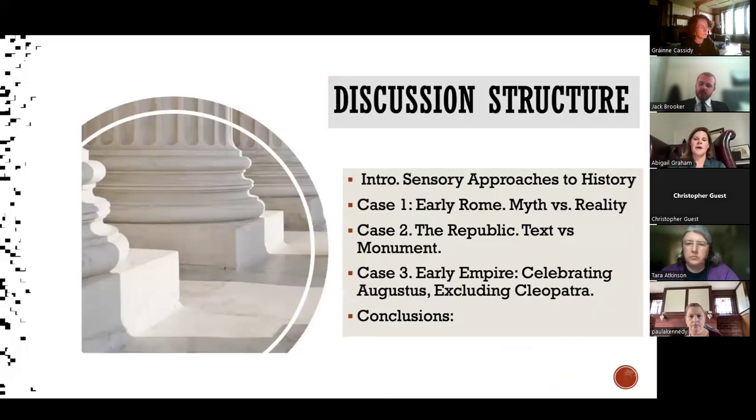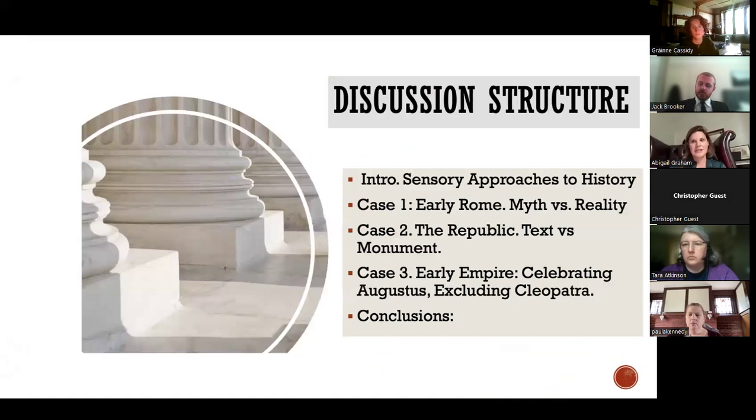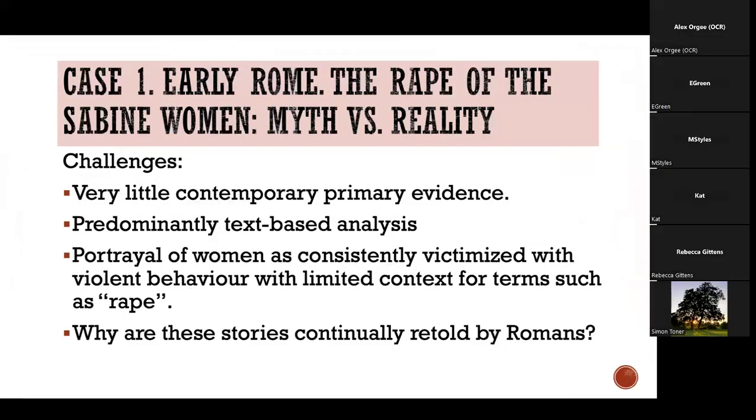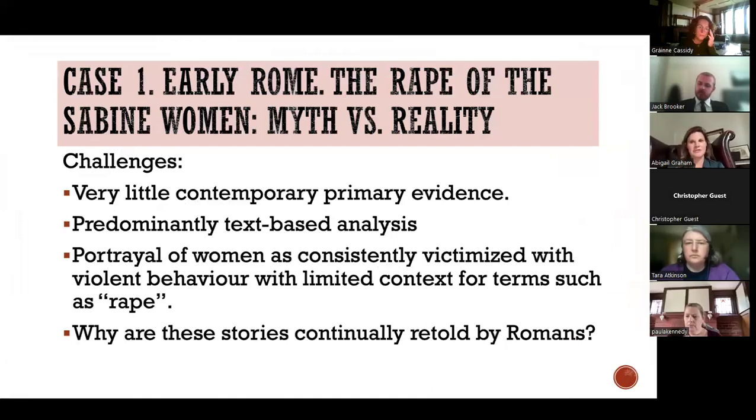So I'm going to look at a few of the different periods that get covered in the GCSE Roman history. So early Rome, the Republic, and the early Empire. Obviously, I can't profess to be an expert at all of these, but I hope to at least provide some insights to these. So the first thing I wanted to look at was the rape of the Sabine women.